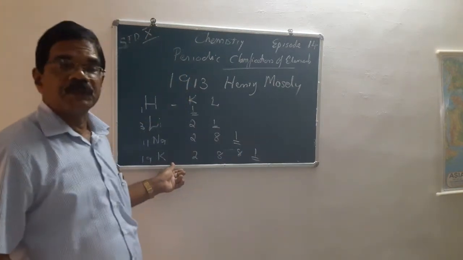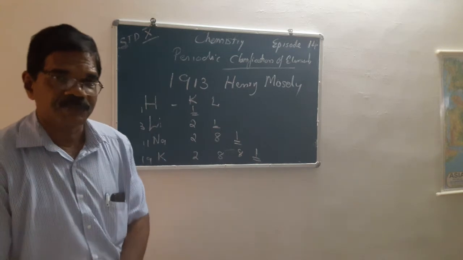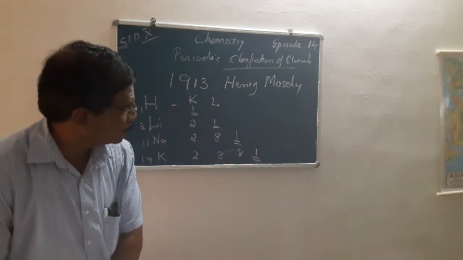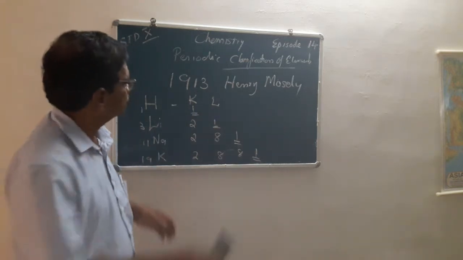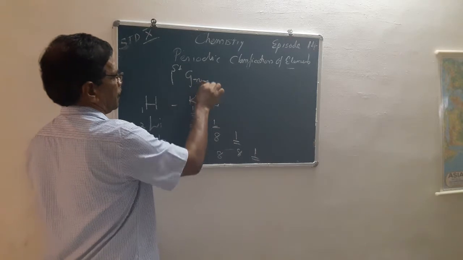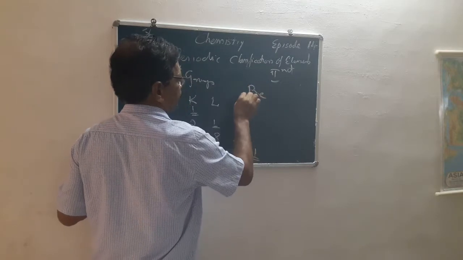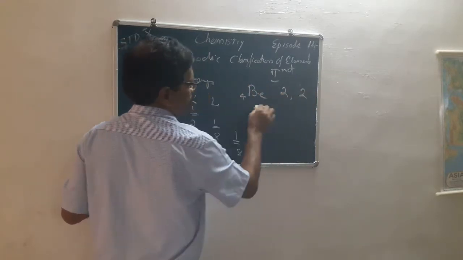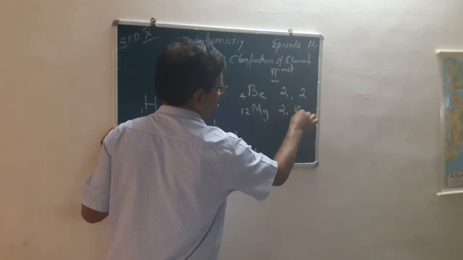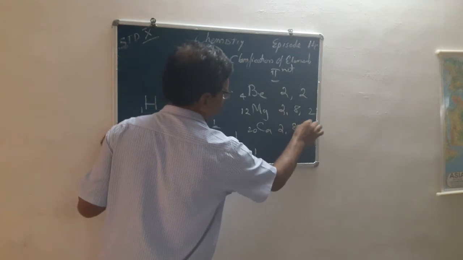Let us have a look at the second group elements. What are the second group elements? Beryllium, magnesium, calcium, strontium. This is the first group, and you can see the second group. Beryllium, atomic number 4, electron configuration 2-2. Magnesium, atomic number 12, electron configuration 2-8-2. Calcium, atomic number 20, electron configuration 2-8-8-2.